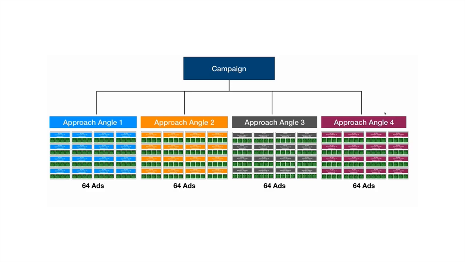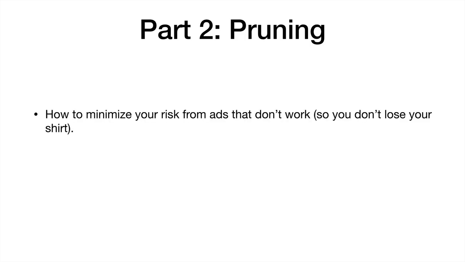Of course, right? Now, we know that all of these 200-something ads aren't going to work, which leads us to the next stage. The next stage is called pruning. In the pruning process, we're going to learn how to minimize the risk from ads that don't work so you won't lose your shirt, because you've got to be wondering, right?